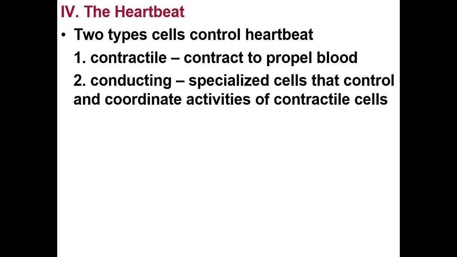You have your contractile muscle cells, which actually contract to force blood out of those chambers into the next area. But you also have what are called conducting cells. These are specialized cells that control and coordinate activities of the contractile cells. Essentially, your heart has its own electrical system that generates action potentials to tell the heart when to contract at specific times. You do not want the atriums and the ventricles contracting at the same time. There has to be a pattern to it. If the atriums and ventricles contracted at the same time, blood would go nowhere. So the atriums contract, pushing blood down into the ventricles, then the ventricles contract, pushing blood out of the heart.